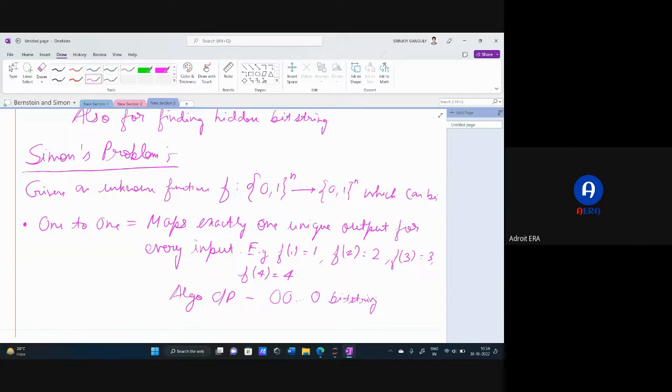Therefore when we see that there is an all 0 bit string, the function is 1 to 1. Very similar to Deutsch Jozsa, if you remember, we were seeing all 0 and not all 0 bit strings. Not all 0 means it was balanced, and all 0 bit string was constant, right? So here also very similar. Look how all these algorithms are so similar.